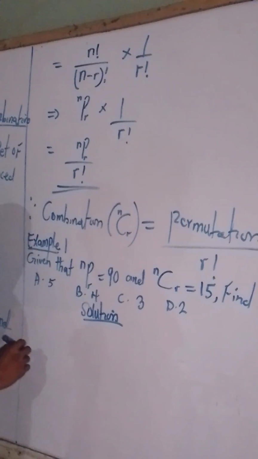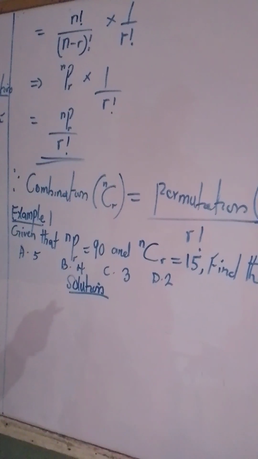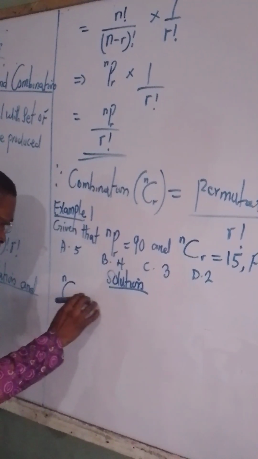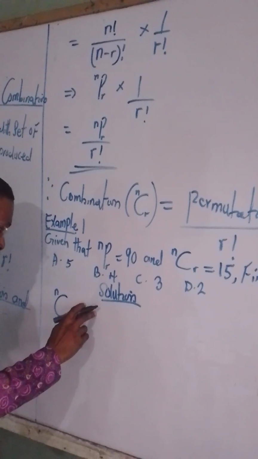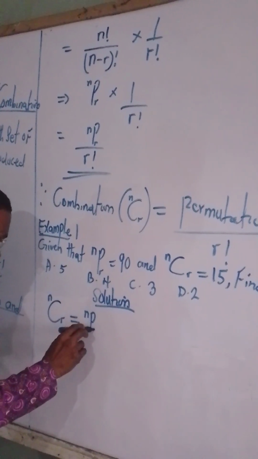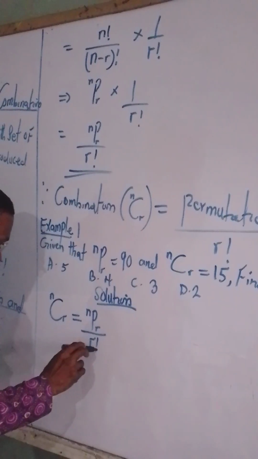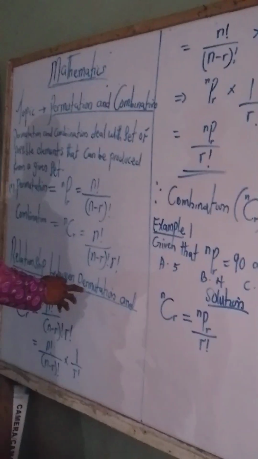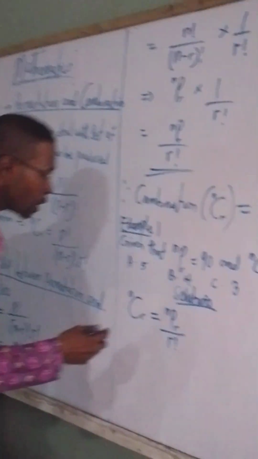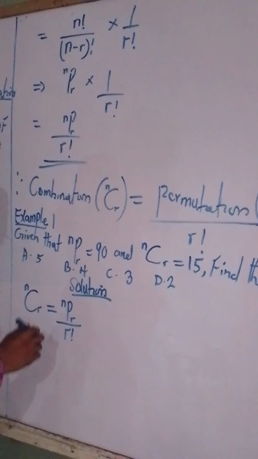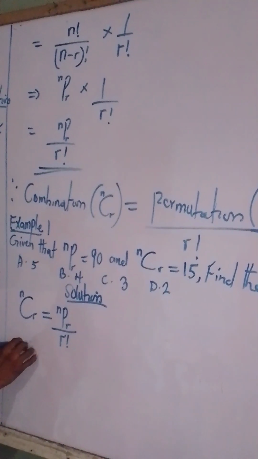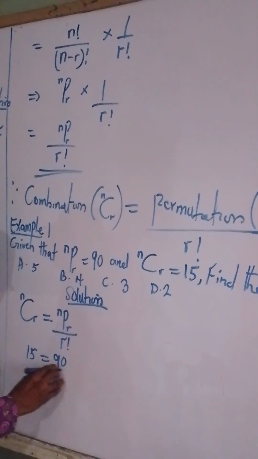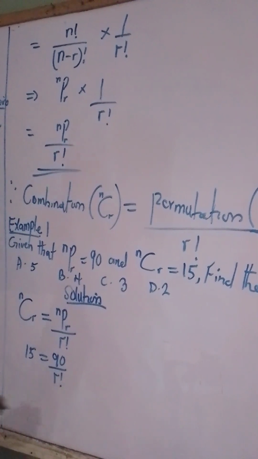Now, from this place, we all know the formula for combination. We have to use the combination formula here: nCr is equal to nPr over r factorial. This is the formula we are using, the relationship between permutation and combination. From here, our combination is 15, and our permutation is 90. Then we are looking for r.